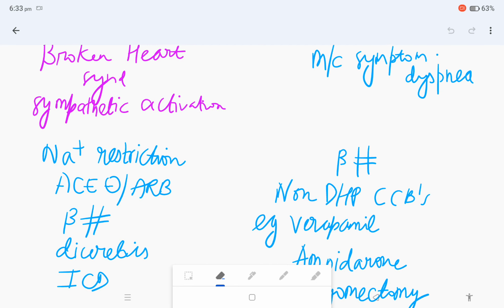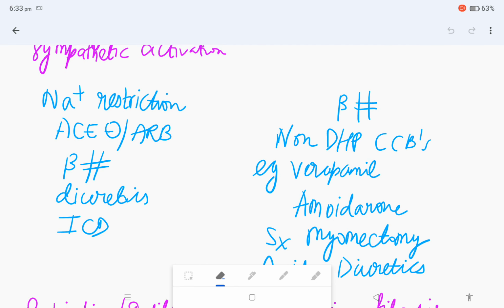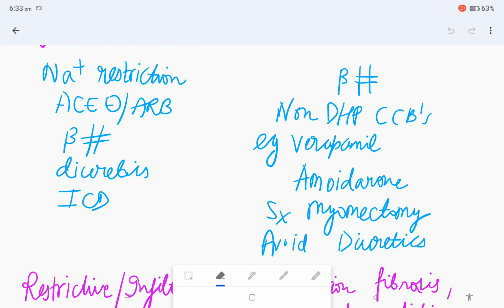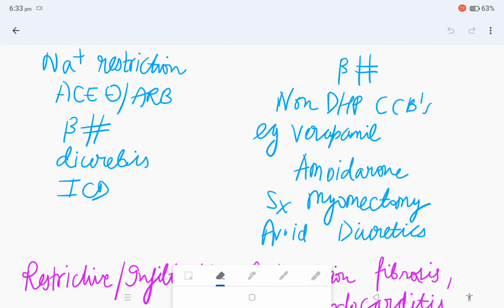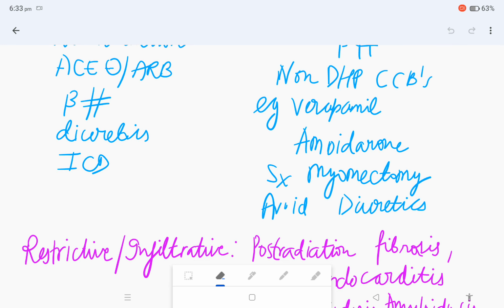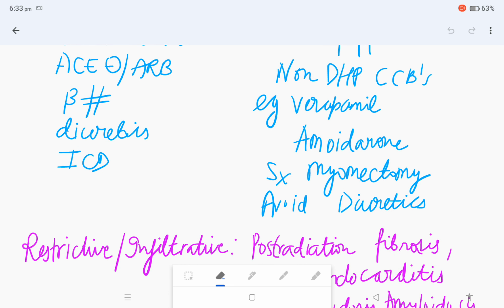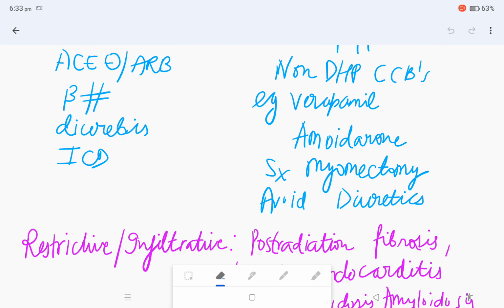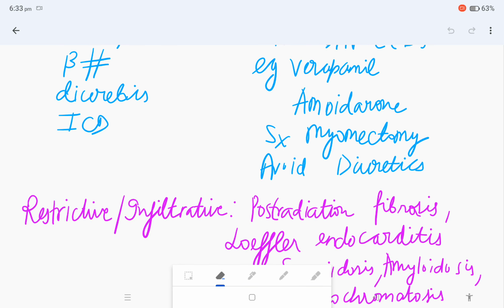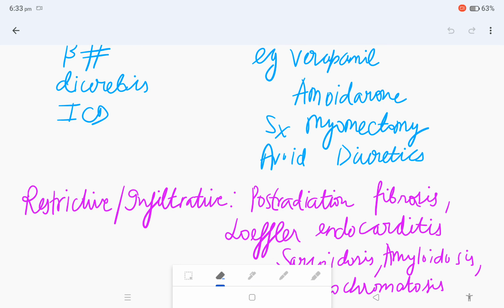Then in the hypertrophic one, beta blockers, non-dihydropyridine calcium channel blockers, for example verapamil, amiodarone, and surgical myomectomy can be done. But diuretics are avoided. In the hypertrophic, we do not use diuretics. Diuretics can be used in D, D for diuretics, D for dilated cardiomyopathy.